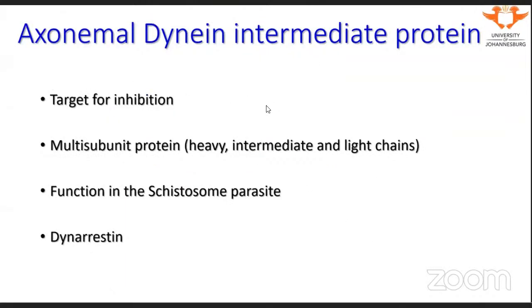So since the decline in effectiveness of the PZQ drug, newer, more cost-effective treatments have been sought after. The axonemal dynein intermediate protein thus presents itself as a new target for inhibition. Now, this protein consists of multiple subunits, which include heavy, intermediate, and light chains, and they all play a role in cilia and flagella beating, which is to ensure the motility of the actual parasite. So inhibition of this target protein by a novel dynein inhibitor known as dineristin may lead to significantly reduced infections.